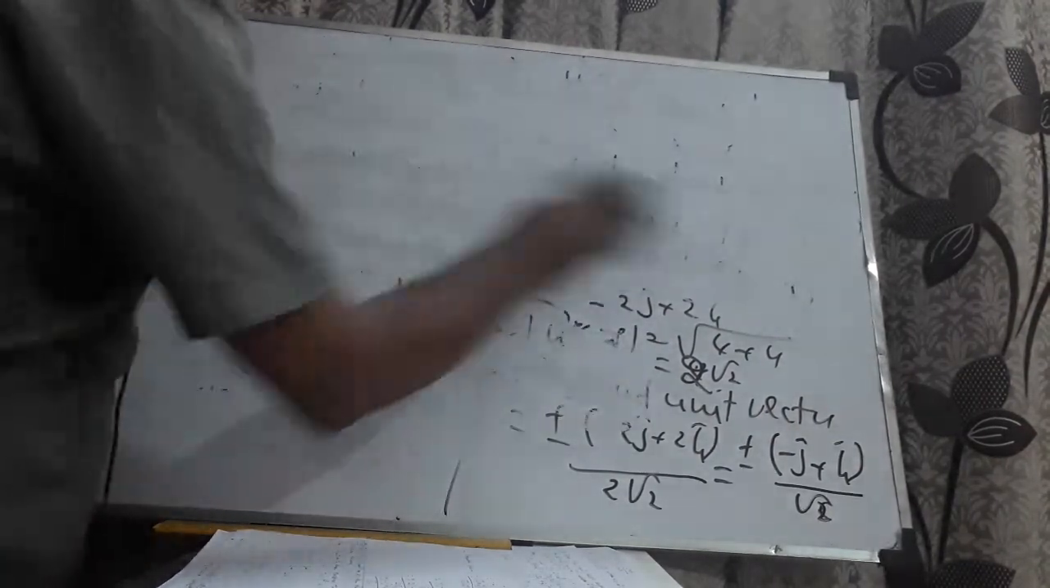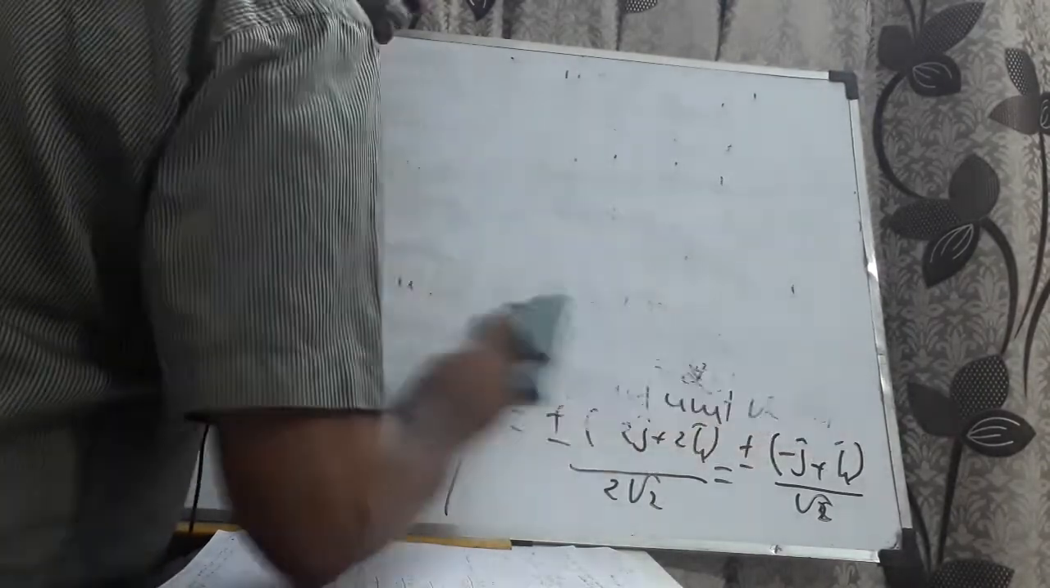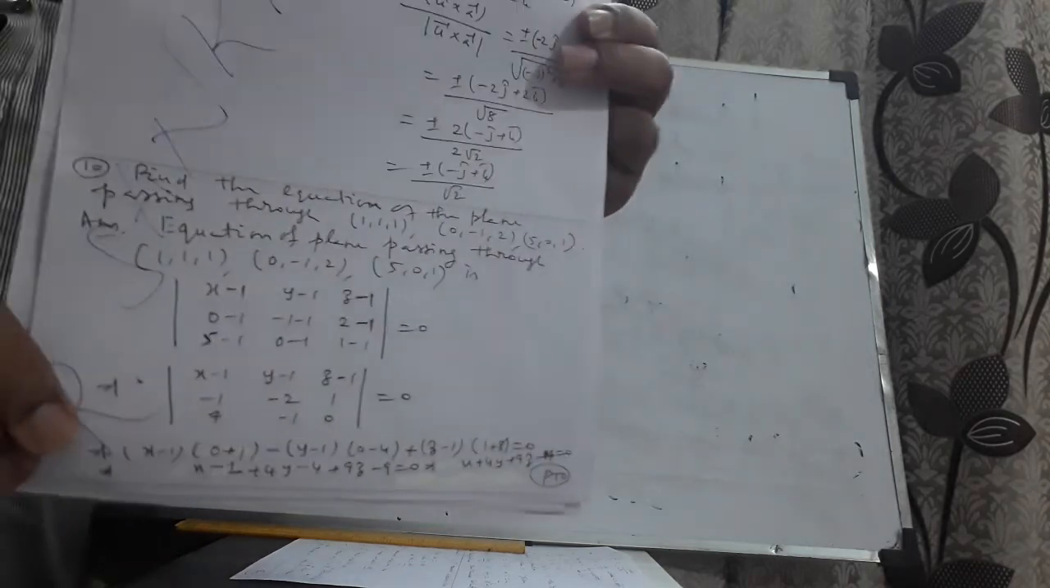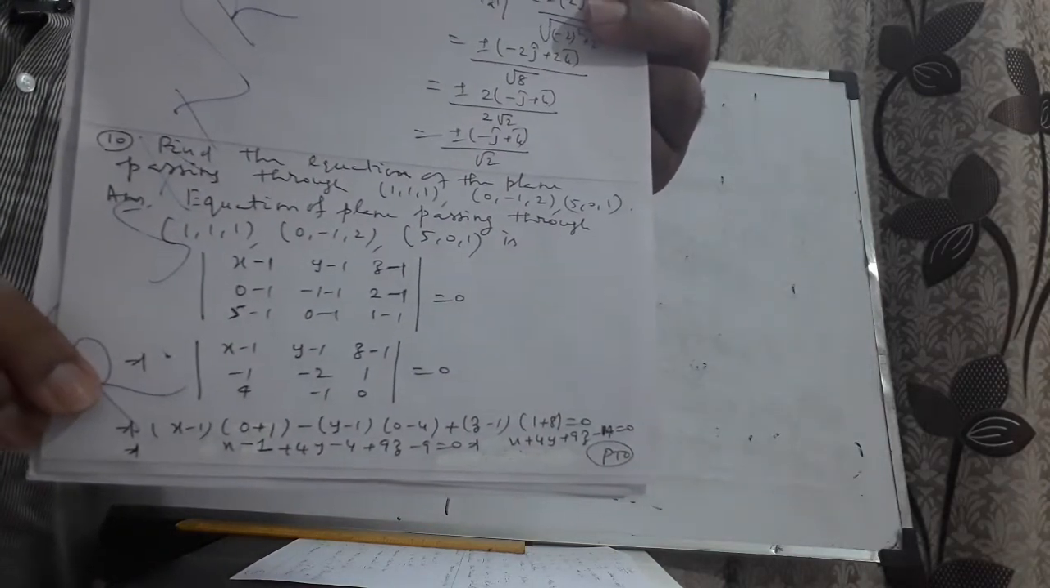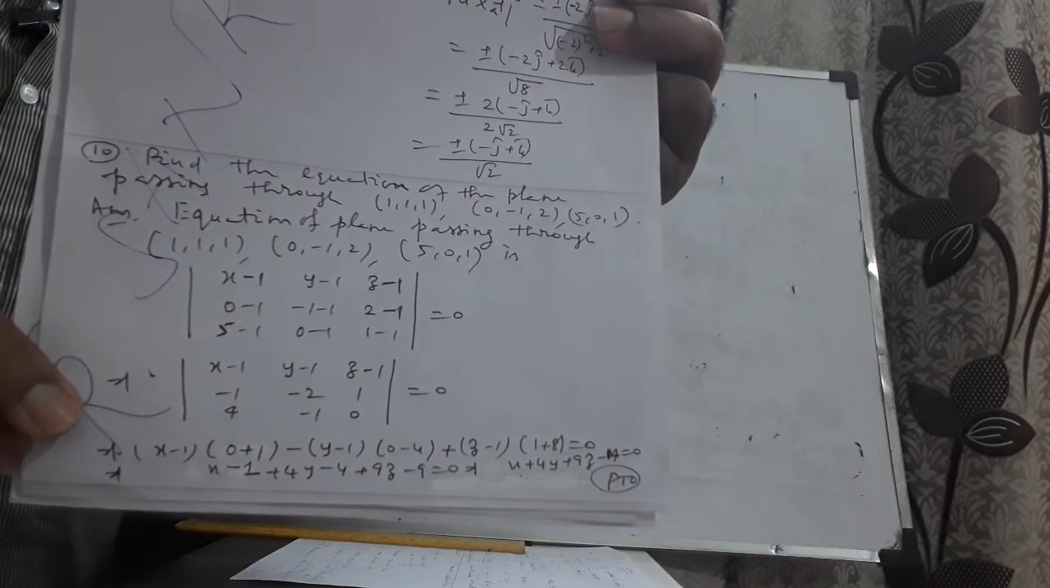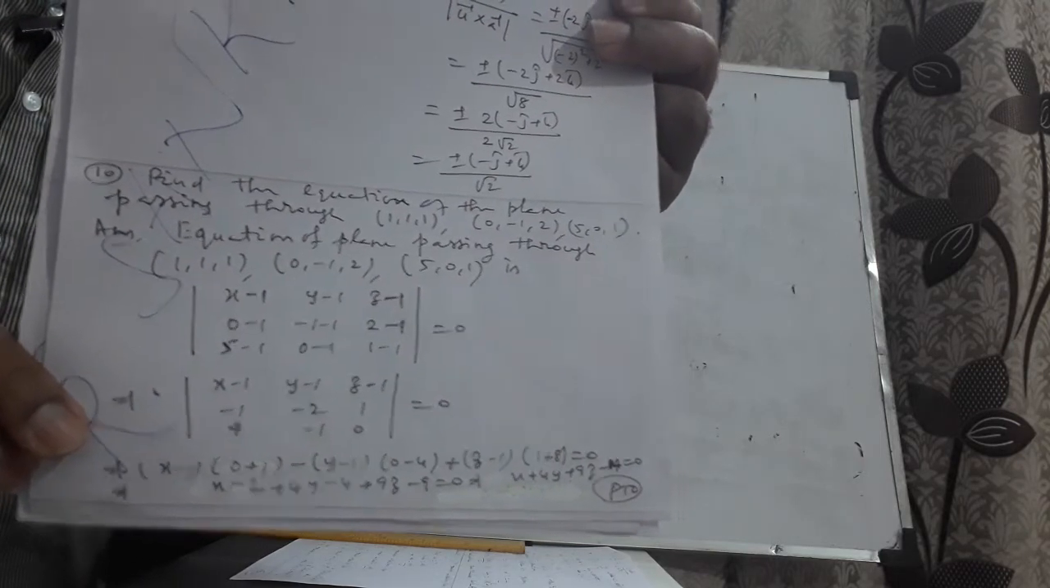I'll just read it out and show it to you. The 10th problem: find the equation of the plane passing through 1, 1, 1, 0, minus 1, 2, 5, 0, 1. This is the question given to you.